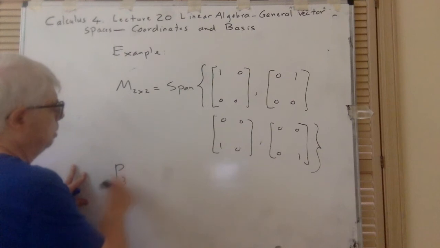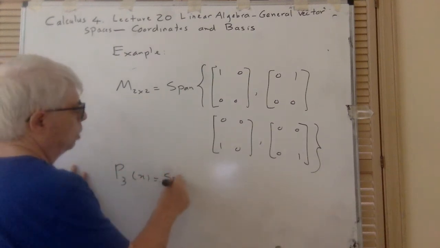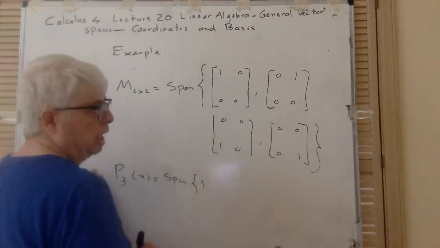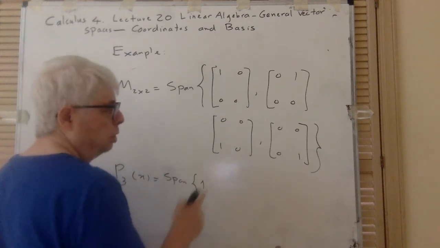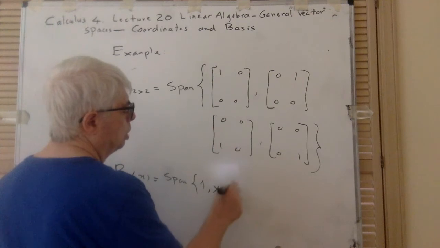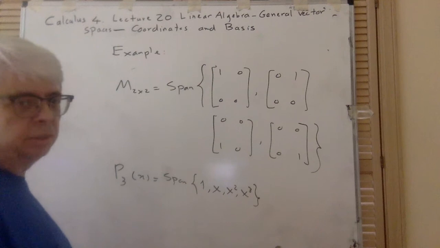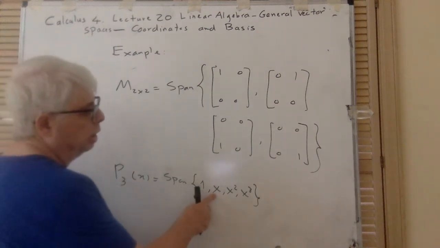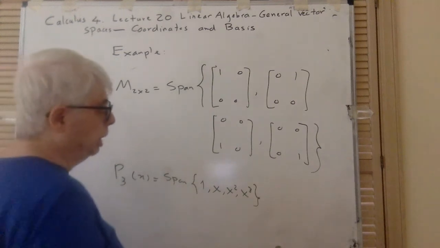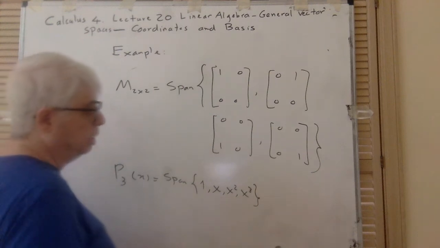Let's say P3. I can say that it is a span of what? Span of 1 as a function, the polynomial just 1, the polynomial x, the polynomial x squared, and the polynomial x cubed. You can see that easily. That is a0, a1, a2, a3 times each one of them, and so any polynomial can be written as a linear combination of these, and they are linearly independent.